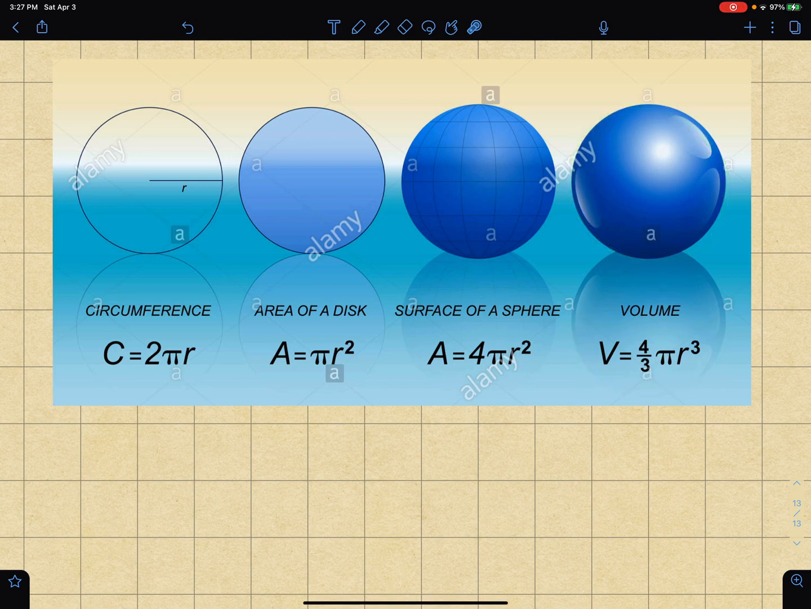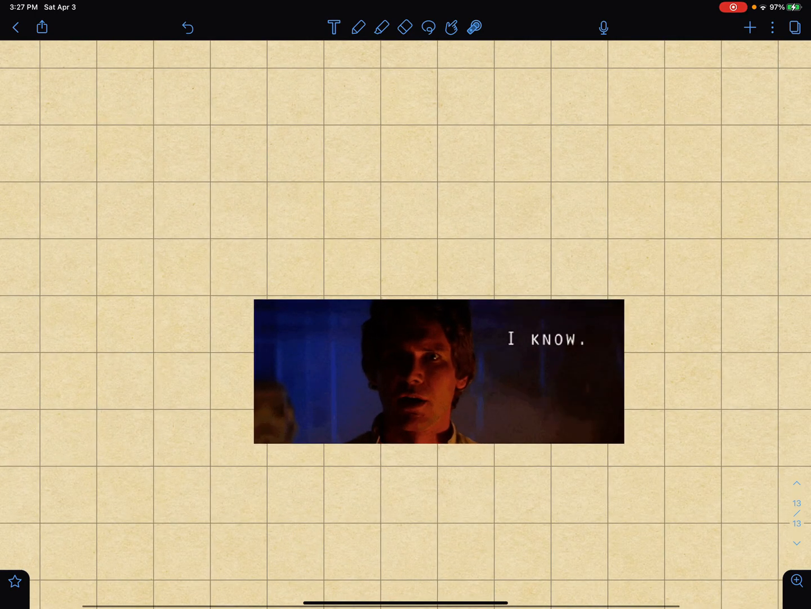Sweet. Look at all these equations that you know that are like hiding in the recesses of your brain. That is awesome. Now you know all that stuff. And if someone gives you a math problem with a sphere in it, you can be like, I know how to do this. I got this.